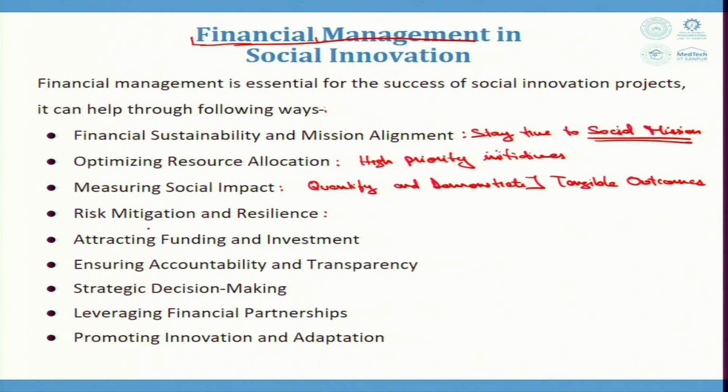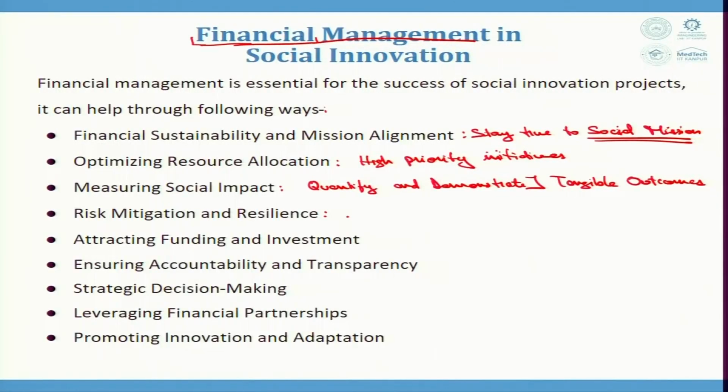Next is risk mitigation and resilience. Resilience means how strong is your system to resist the change, how sensitive your system is. This is resilience or risk mitigation, which means the system should be able to mitigate financial risks, so that we have better stability.